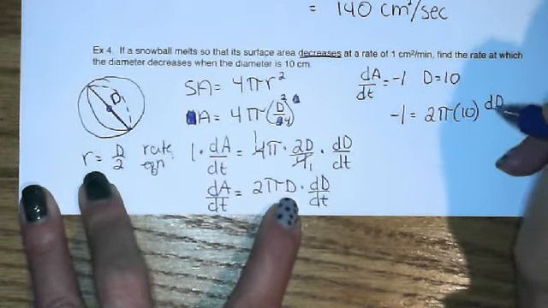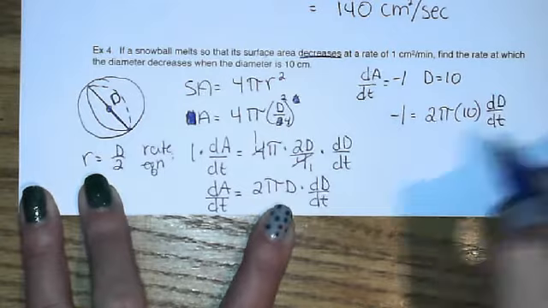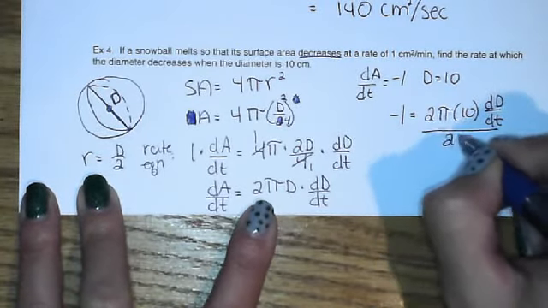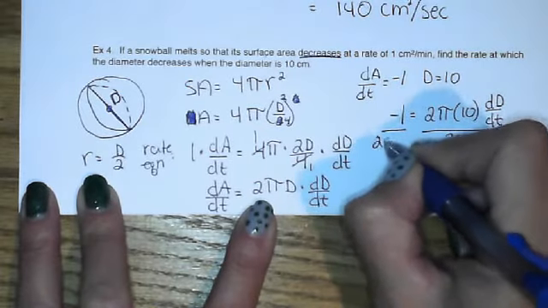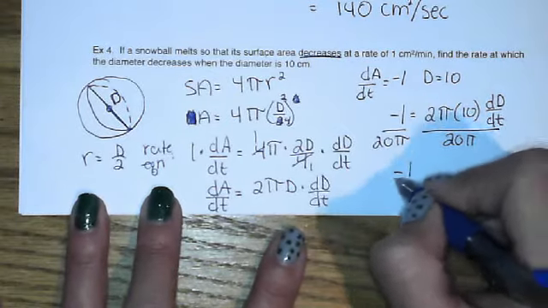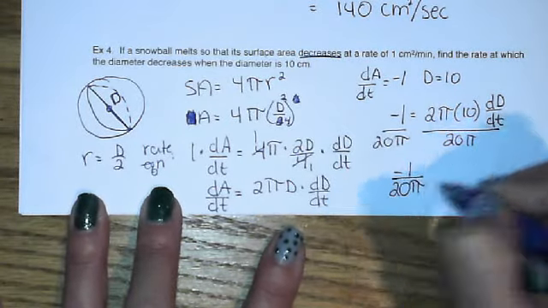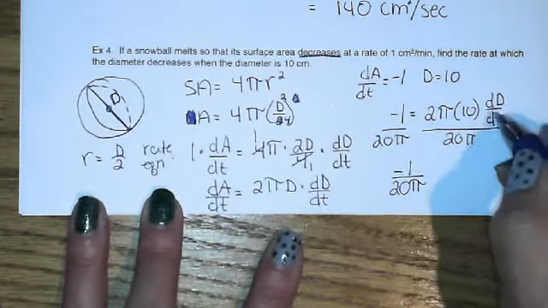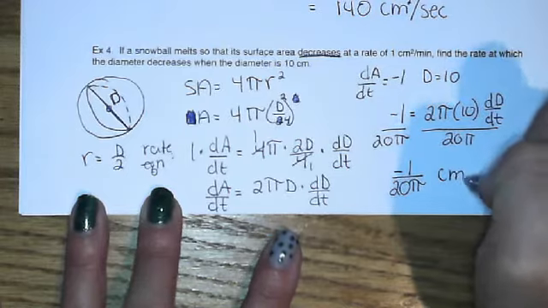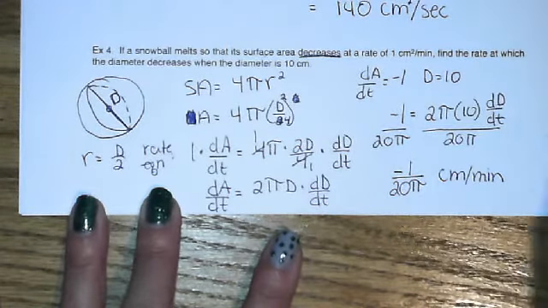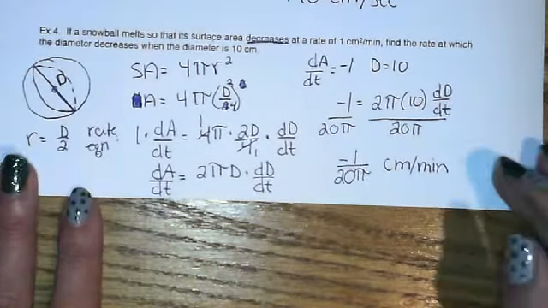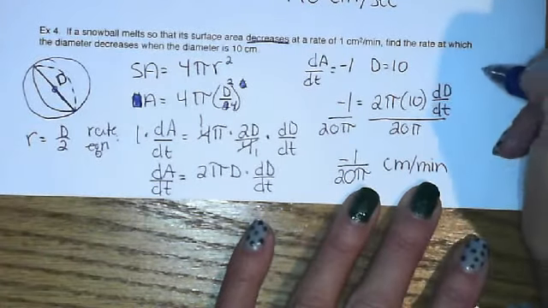So now if we substitute these two values in, dA/dt is your -1, 2 pi, the diameter is 10, and then our rate that the diameter is changing. Okay, well, this is going to be 20 pi, so I'll divide by 20 pi. Again, I don't have a calculator here, so I'm just going to leave it as this fraction. Don't forget a label. So the units on diameter are centimeters per minute, because it's a rate.